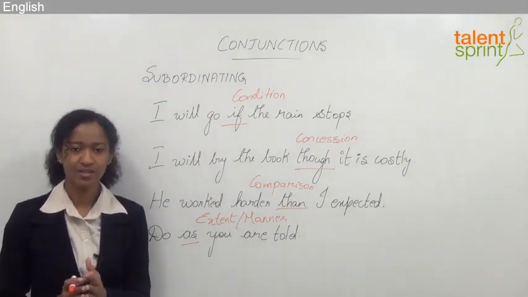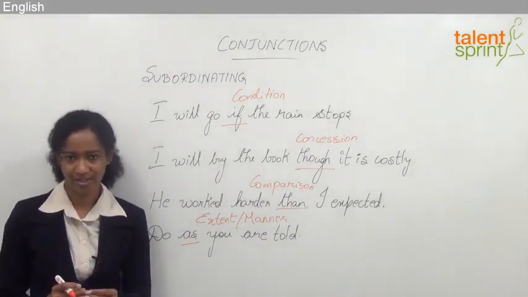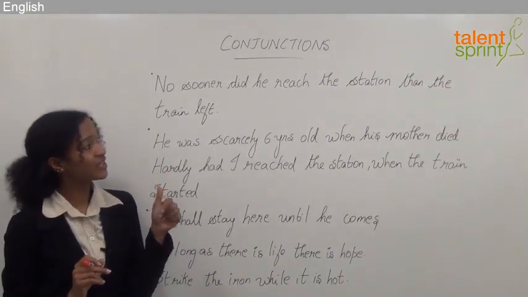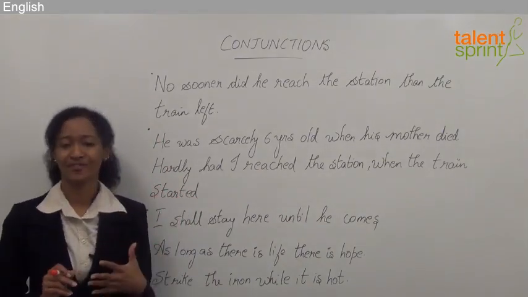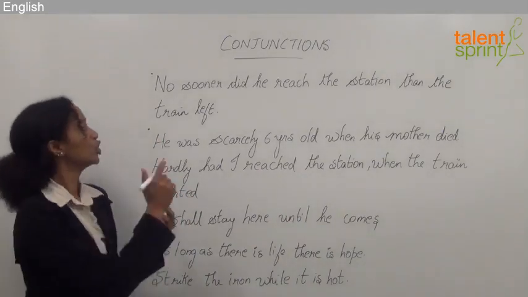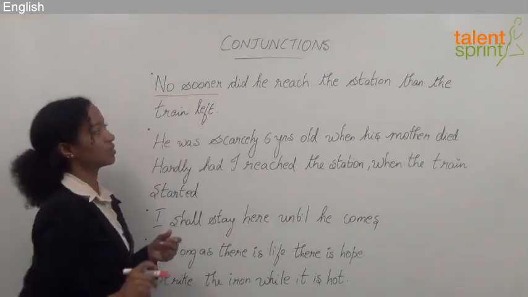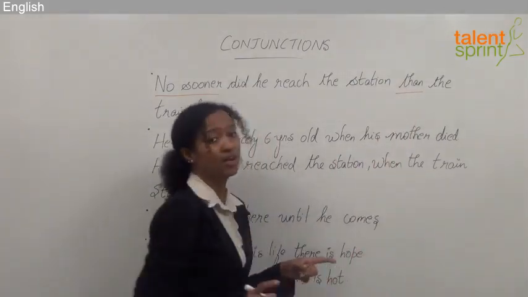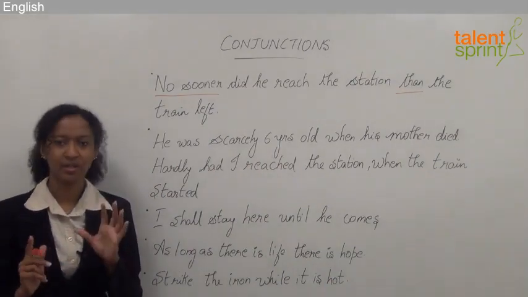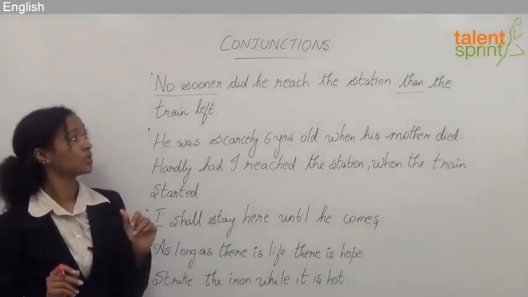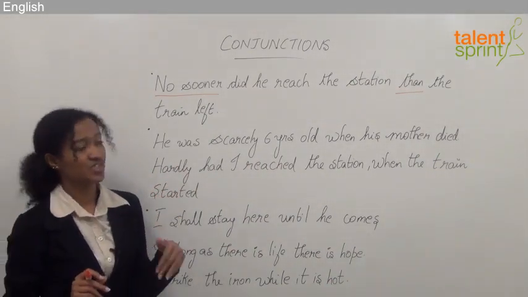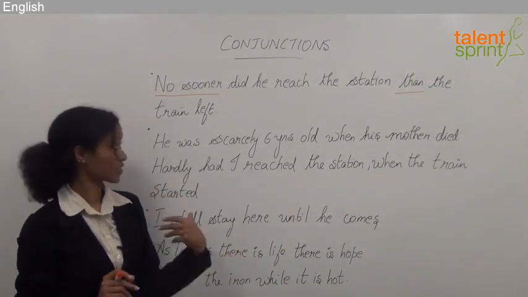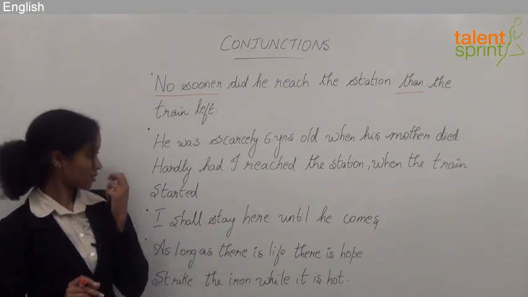Alright, so let's look at other conjunctions with some examples. Let's look at the first sentence. No sooner did he reach the station than the train left. So here, no sooner is always followed by than and not but. These are a couple of things that you need to keep in mind. So you can't say no sooner did he reach the station but the train left, but no sooner did he reach the station than the train left.